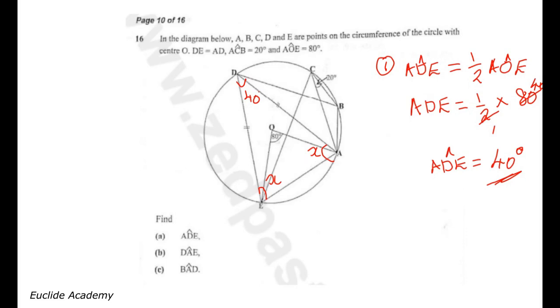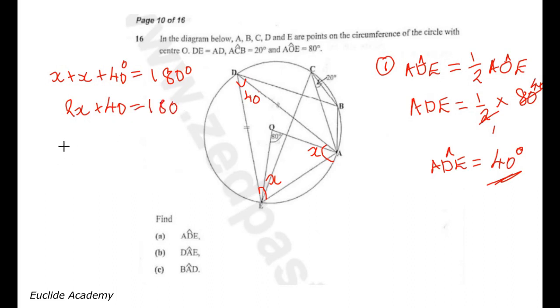This x here, we'll say it's angle DAE. This is what they want. So we're just going to put x for now. So we'll say x plus x plus 40 should give me 180 degrees, since we are talking about angles in a triangle. So x plus x is 2x, plus 40. This should give me 180 degrees.